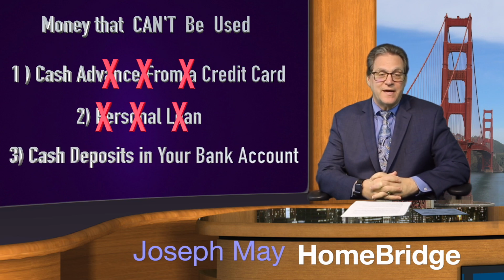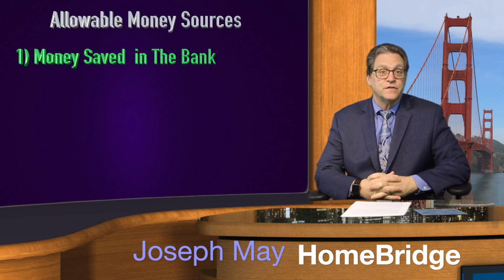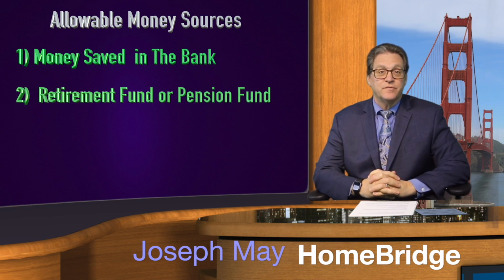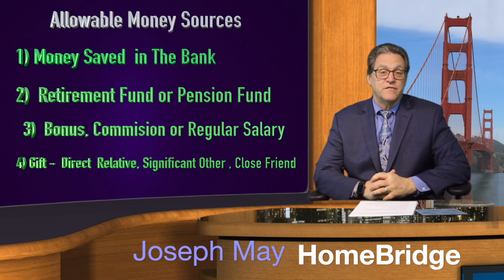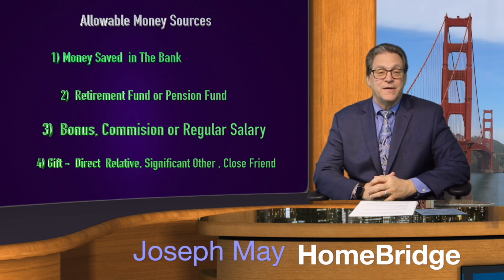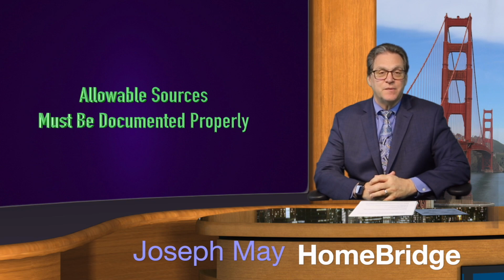Cash deposits in your bank account are not allowed to be used in a transaction. Cash under your mattress or cash in a safety deposit box are all examples of money that cannot be used in a mortgage transaction. Examples of allowable sources are money that you saved in the bank over time, money that you have in a retirement fund or a pension fund, money you just received through bonus, commission, or regular salary. Gift money from a direct relative, a significant other, or a very close friend are all examples of allowable sources. But again, all those allowable sources must be documented properly.